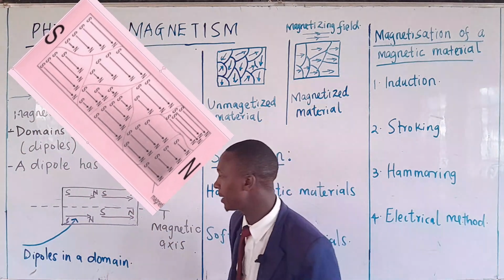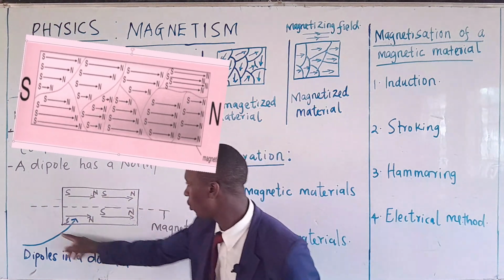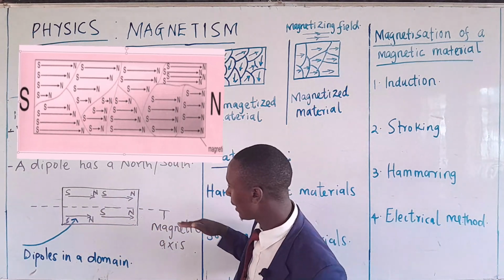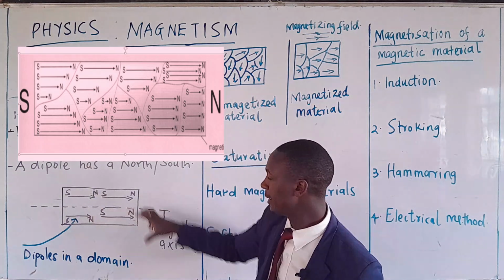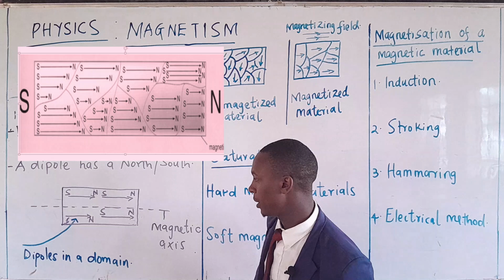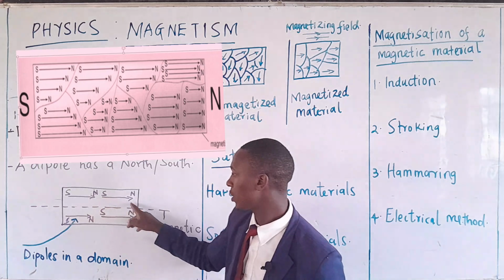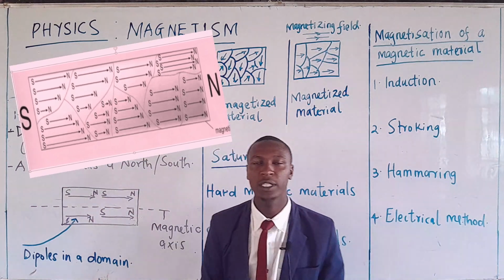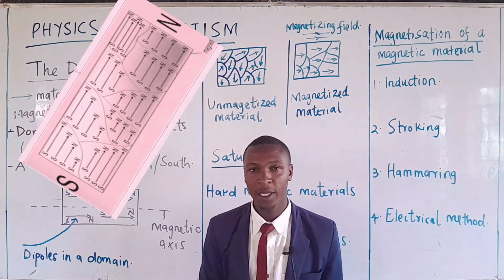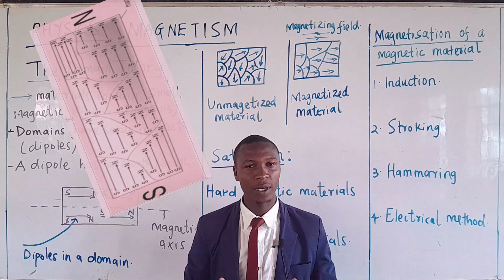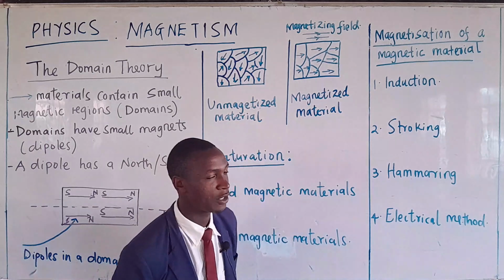As you can see in our diagram here, we have a domain. So this is a dipole in a domain. The whole of this is a domain. We have a line intersecting the domain. The axis intersecting the whole domain is known as the magnetic axis. Each dipole here has a south and a north, south and a north, and so on. So each of those domains has dipoles, and each dipole has a south and a north. Therefore, the dipoles are the ones responsible for determining the end that is going to be a south and the end that is going to be a north.